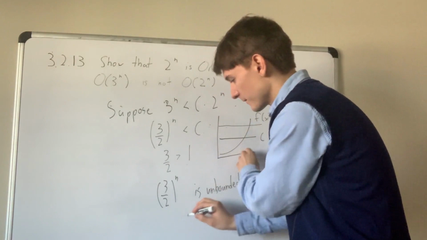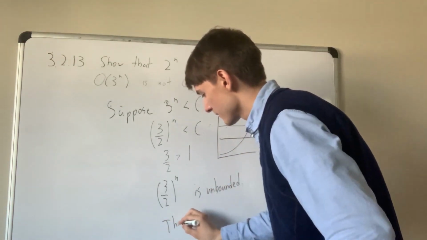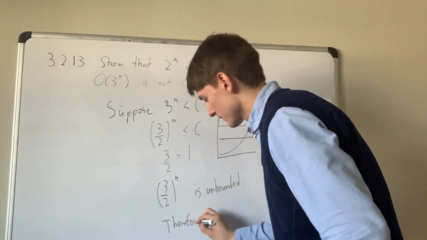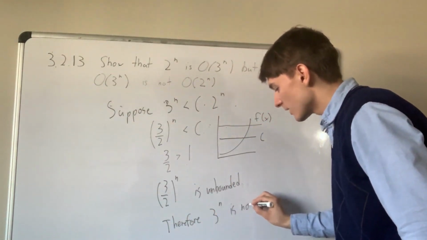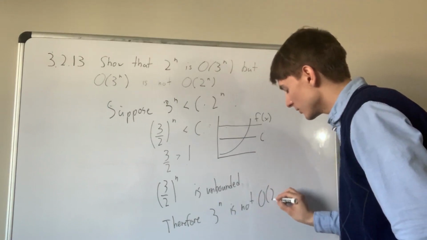And therefore, 3 to the power of n is not big O of 2 to the power of n.